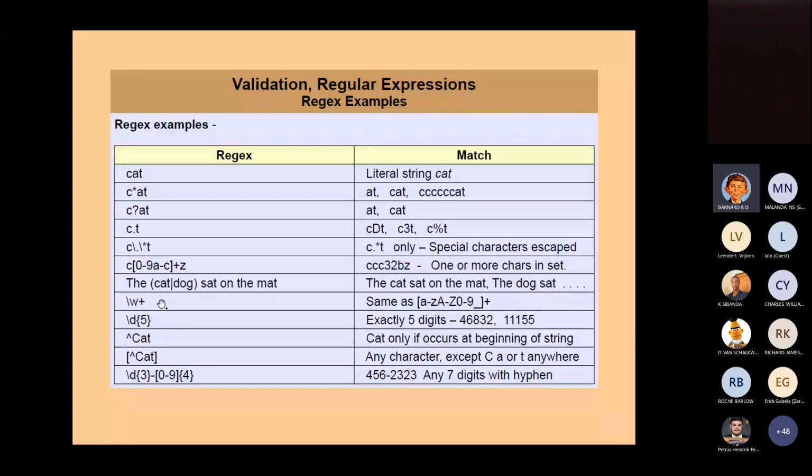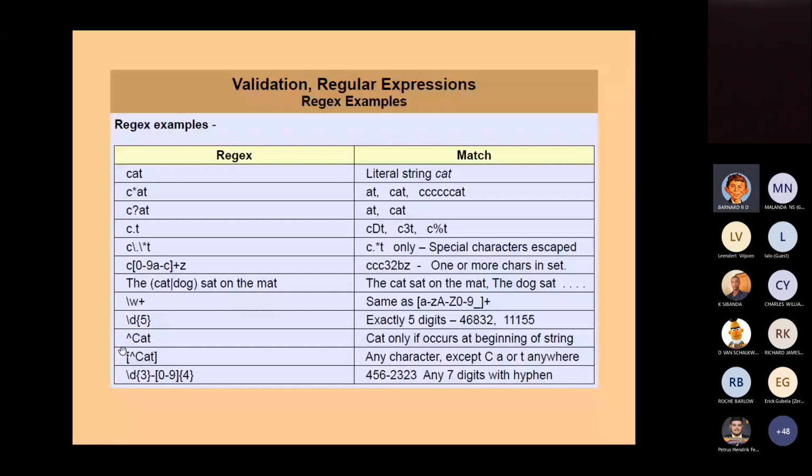Then your backslash W with a plus sign is your word characters, and it's the same as saying A to Z lowercase, A to Z uppercase, 0 to 9 digits, plus the underscore, don't forget the underscore, and then repeated 1 or more times. Then the backslash D with a 5 means there must be exactly 5 digits, and that can be any 5 digits. But it must be repeated 5 times. It can't be repeated 4 times or 6 times. It's 5 and only 5.